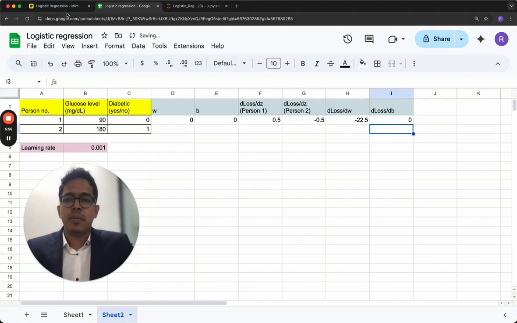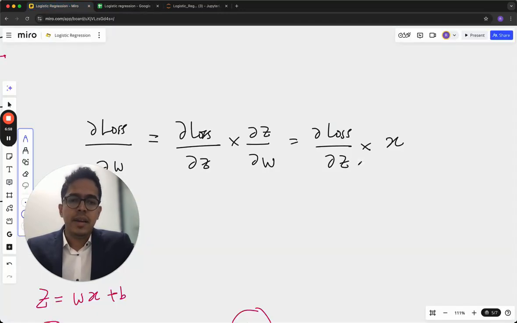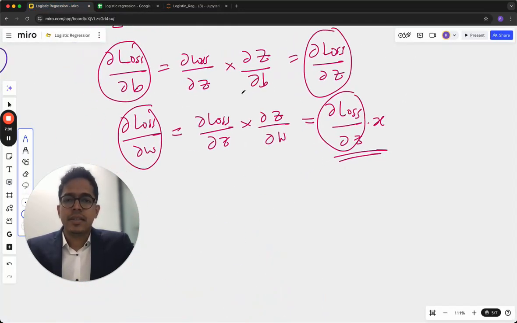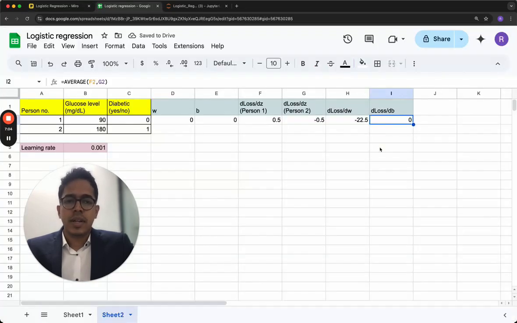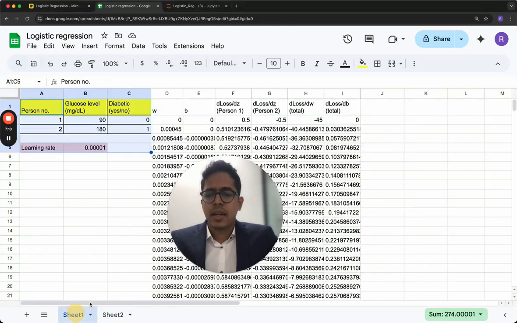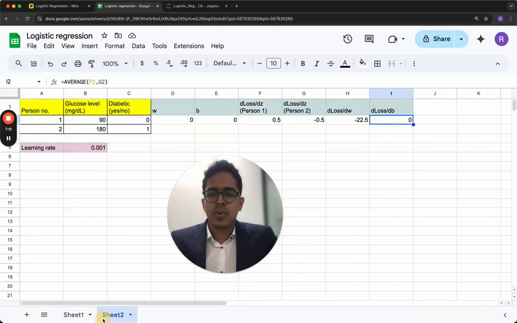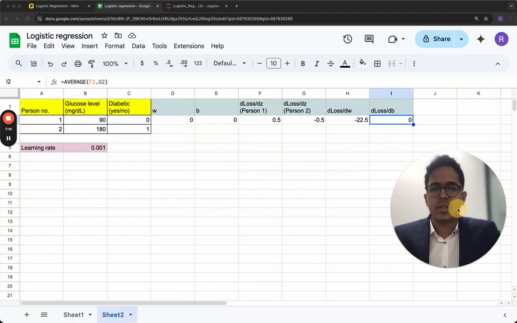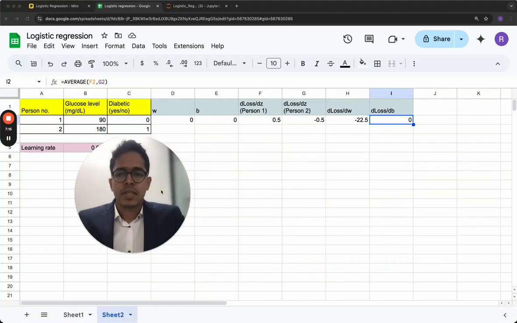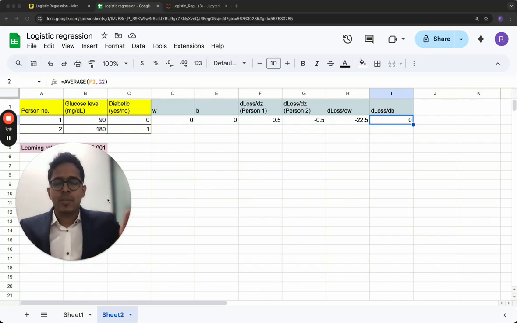Because if you remember, D loss by DB is same as D loss by DZ. So we just need to take the average. Fine. And that number is turning out to be 0. I'll check if there is any issue because I have already done it in sheet 1 here. So I don't want to repeat the same calculation. That's the reason why I'm doing it a little bit fast, because I know that if I make a mistake, I can just copy the formula from sheet 1.